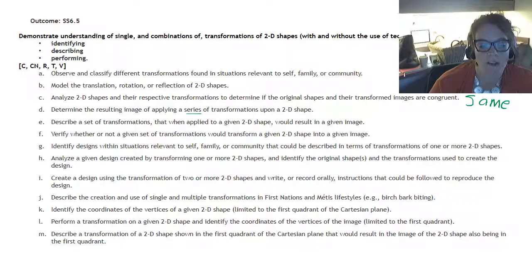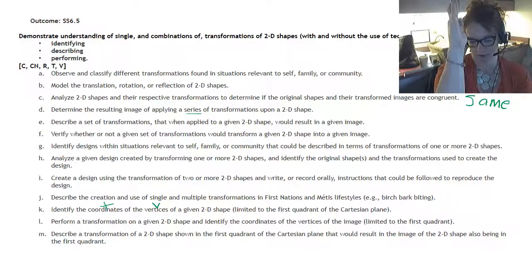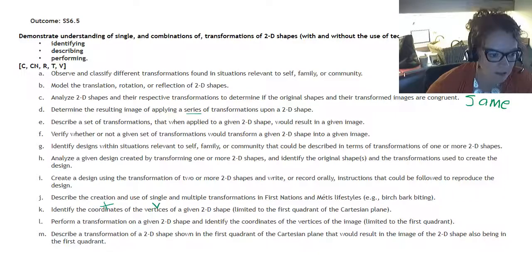Identify the coordinates of vertices. Now, vertices are the pointy parts, any of the corners. And coordinates, that's on the coordinate plane. So you've got your x-axis, which is this one, and your y-axis, which is this one. This is vertical. And being able to plot out the points on the Cartesian plane, that's one of those prerequisite skills.